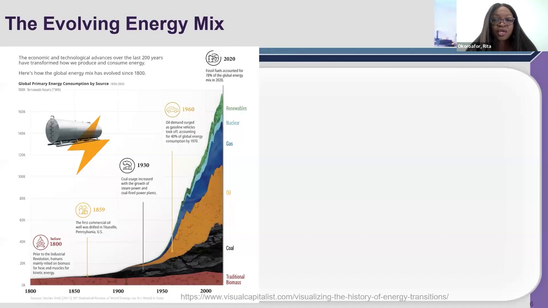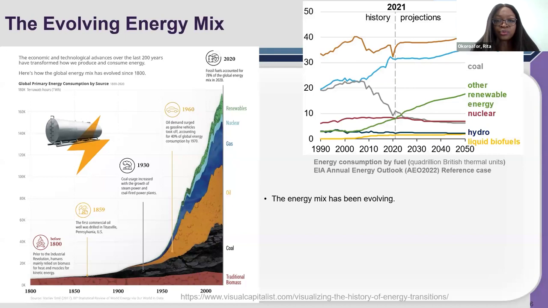The figure on the left looks at how our energy mix has evolved over time, starting with basic traditional biomass like firewood, and then the coming in of coal, oil, natural gas, nuclear and renewables. Over time, we have been incorporating different energy resources into our energy mix, and that has been happening over the years, as you can see.